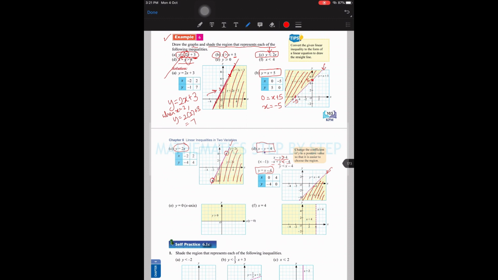Then E, y is greater than or equals to 0. Okay, so this is actually the x-axis. So is everything above the x-axis.